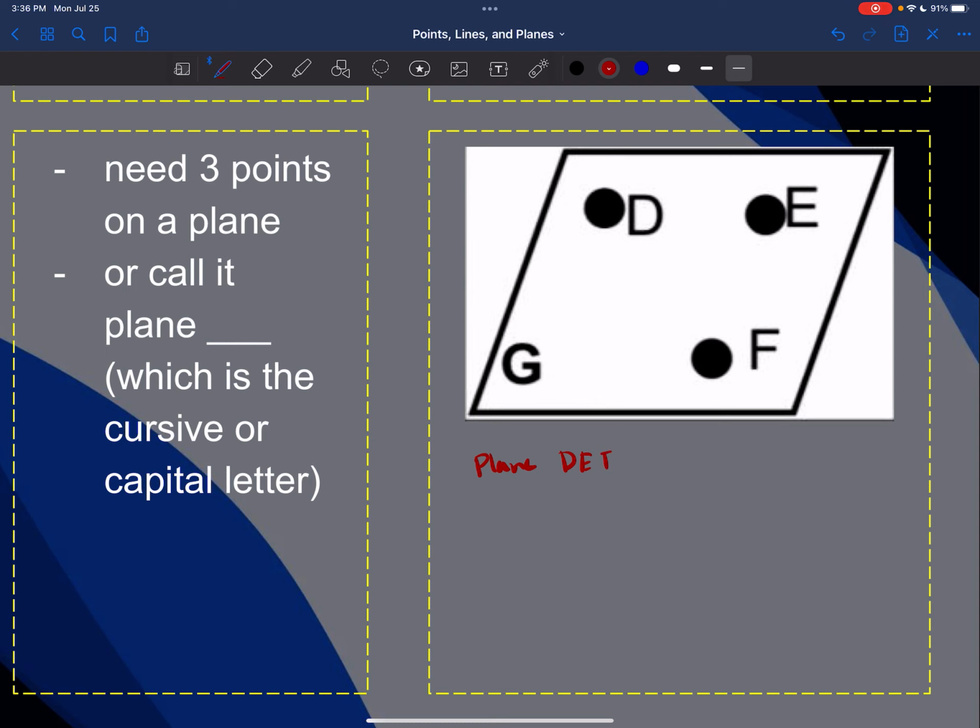So I can call this plane DEF, or you can just call it plane, that capital letter that doesn't have a point, or it could be a cursive letter, I don't know, G, okay? Maybe it shouldn't be cursive. Maybe it's italicized or whatever. Plane DEF or plane G. That's how you name this particular plane.